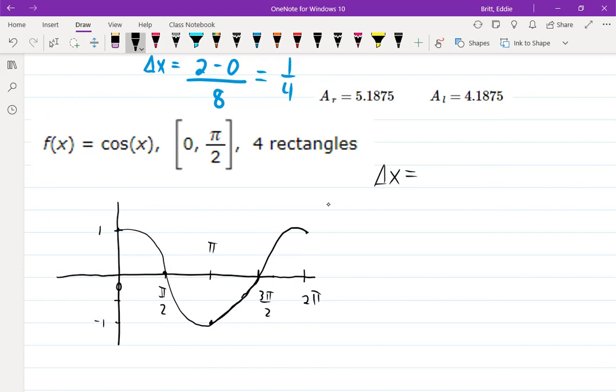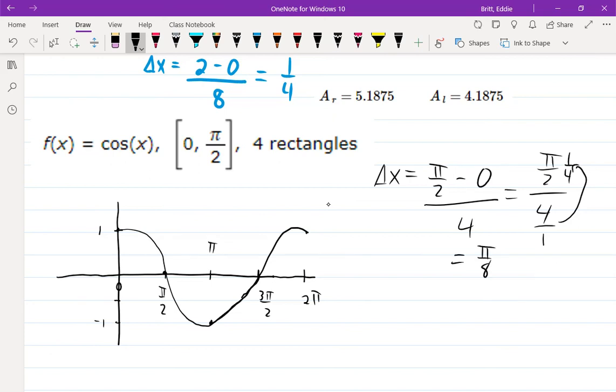So b is going to be the larger number. So pi over 2 minus, and then the left endpoint was 0, divided by the number of rectangles that we're going to use, so that's 4. Anytime you divide by a whole number, you would want to think about it like it's over 1, and you flip and multiply. So you multiply by 1/4. Dividing by 4, multiplying by 1/4 is the same thing. So my delta x is going to be pi over 8.